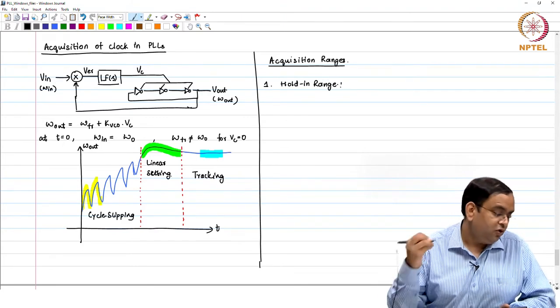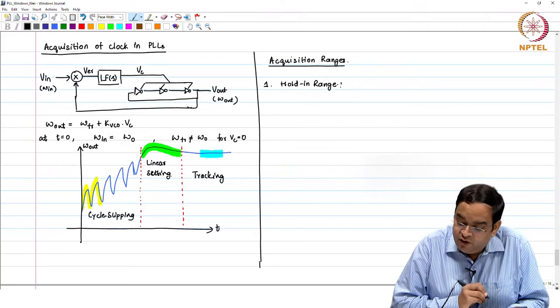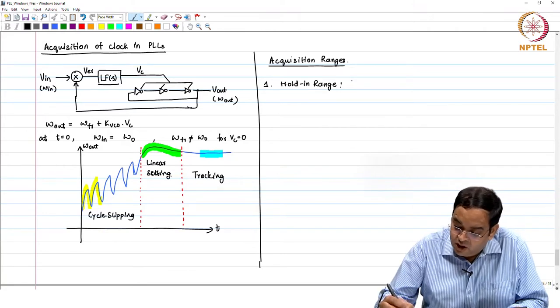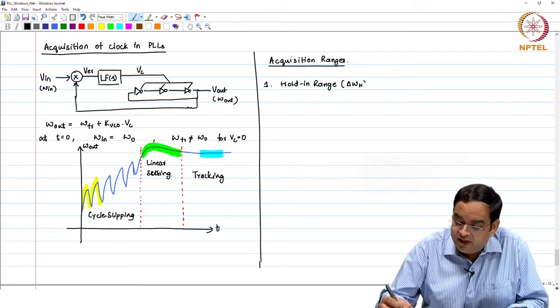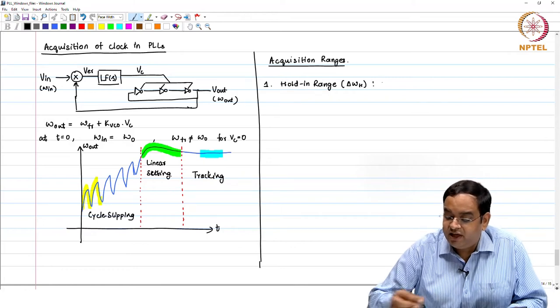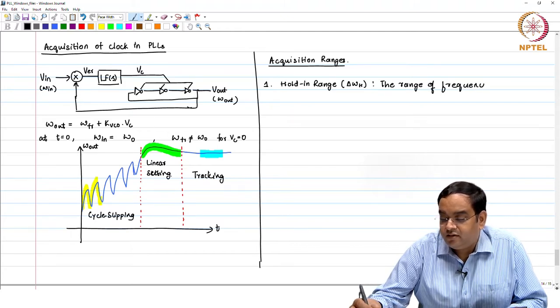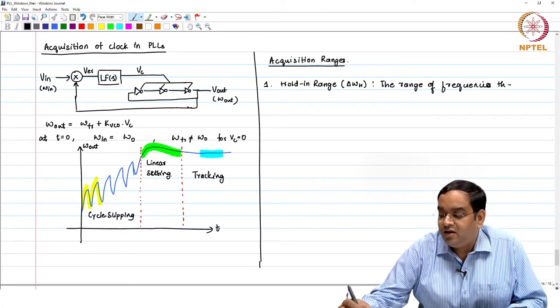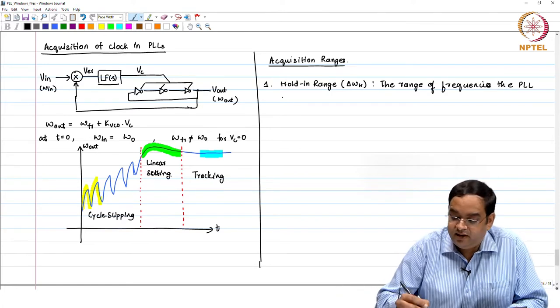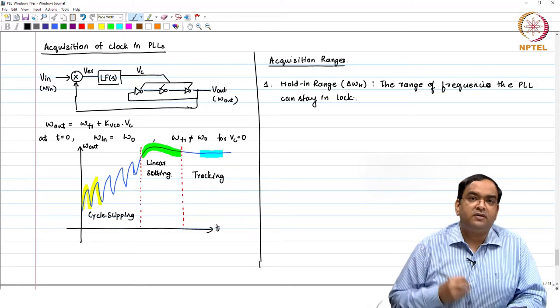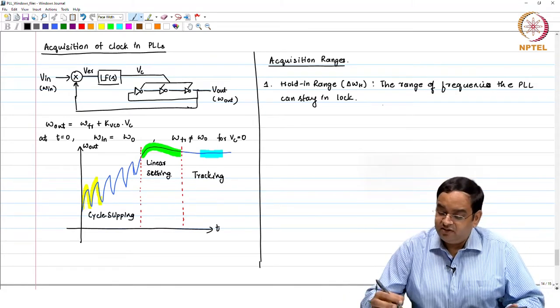Hold-in range is the range of frequencies the PLL can stay in lock, normally denoted by delta omega h. This is the range of frequencies the PLL can stay in lock. What does it mean? Okay, it means the following.